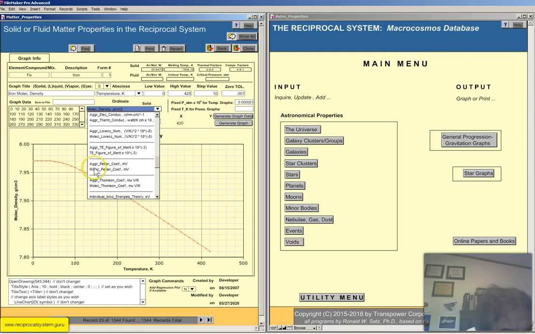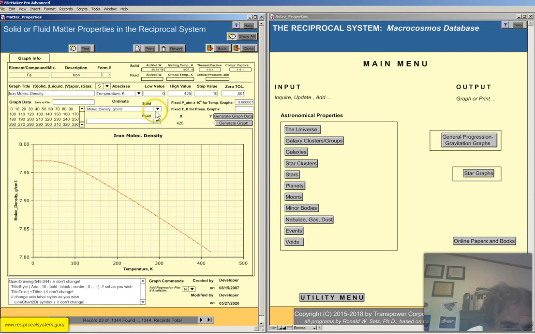So look at this. We still have aggregate Peltier coefficient in millivolts, molecular Peltier coefficient in millivolts, aggregate Thomson coefficient, and molecular Thomson coefficient, again, both mu volts per Kelvin. Individual ionization energies, theoretical, best fit, and total ionization energies. That's a sum to get up to a certain level. Aggregate specific heat CP, molecular specific heat joule per mole K.